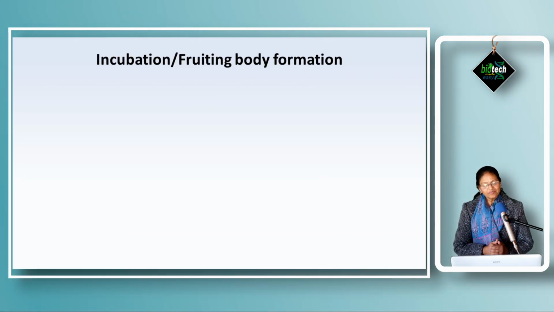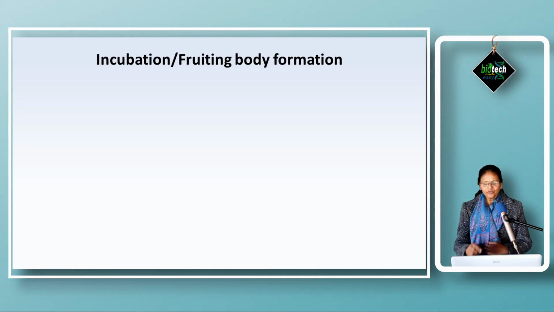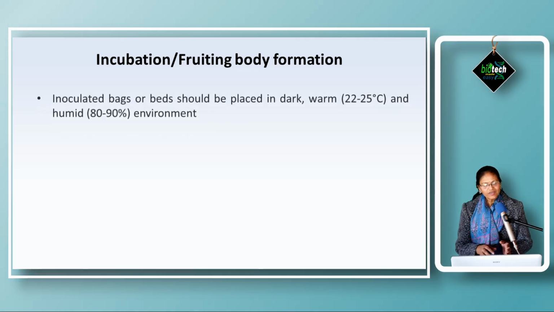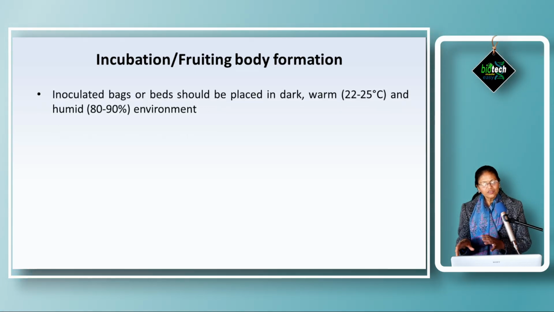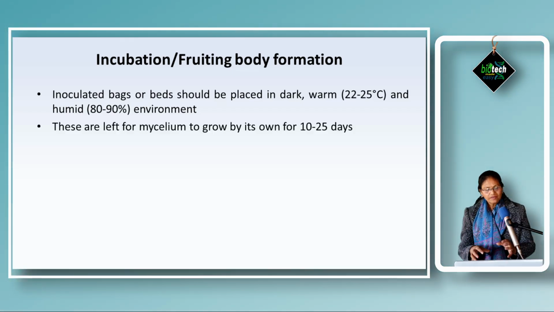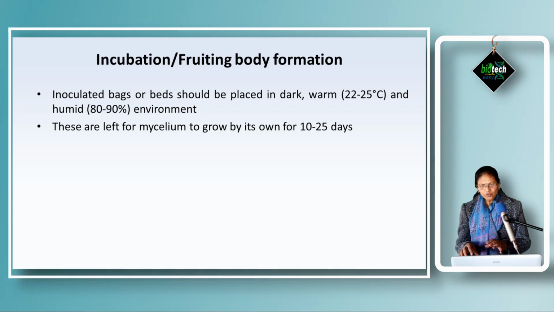So now the next step is incubation. Incubation period is the one where you give time for the growth of the mycelium, and after that the fruiting body will be formed. First the inoculated bags or the beds should be placed in dark, because for the growth of the mycelium you don't need light, and 22 to 25 degree centigrade temperature and 80 to 90% humidity should be there in the environment. Then these are left for the mycelium to grow.